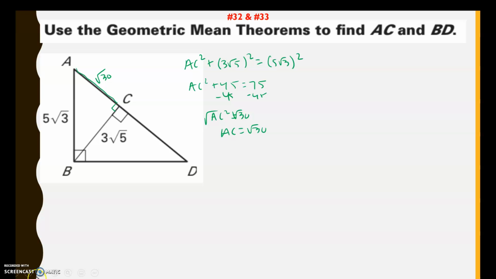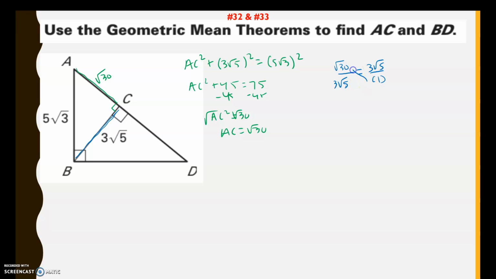And now I'm asked to find the length of BD. Even though it doesn't ask for it, I need to find CD first before I can find BD. So let me look for CD, and I'm going to use the geometric mean of the altitude, this guy, to find my CD. So I'm going to set up 3 rad 5 in my mean spot, and it's going to break apart my hypotenuse. So I'm going to have rad 30 and then CD.